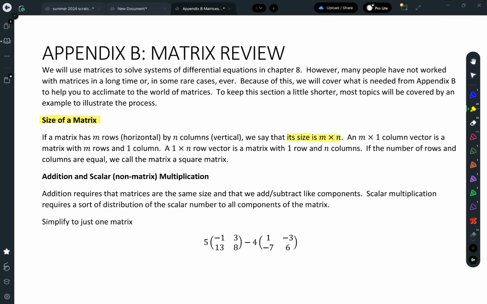An m by 1 column vector is a matrix with m rows and 1 column. That's why we have to have this consistency of naming the size as rows by columns, so that we can talk about them and understand what each of us is talking about. A 1 by n row matrix is a matrix with 1 row and n columns. If the number of rows and columns are equal, then we call that matrix a square matrix.